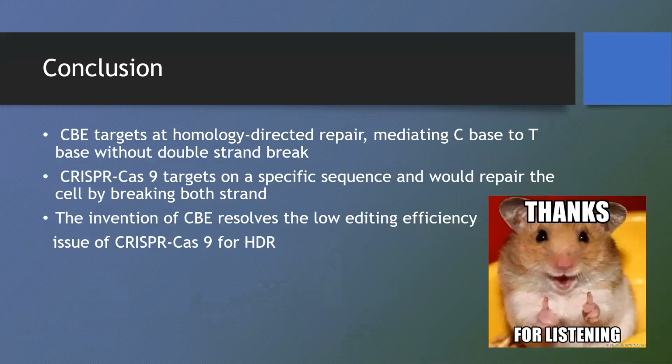So in conclusion, CBE targets homology-directed repair mediated C base to T base conversion without double-strand break. CRISPR-Cas9 targets a specific sequence and would repair the cell by breaking both strands. The invention of CBE kind of resolved the low editing efficiency issue of CRISPR-Cas9 for HDR.